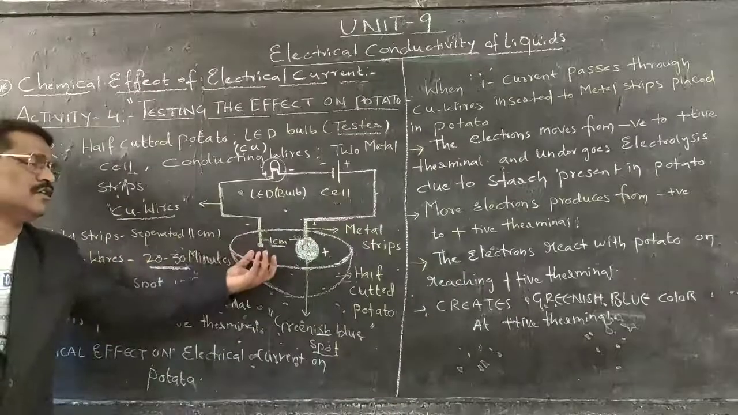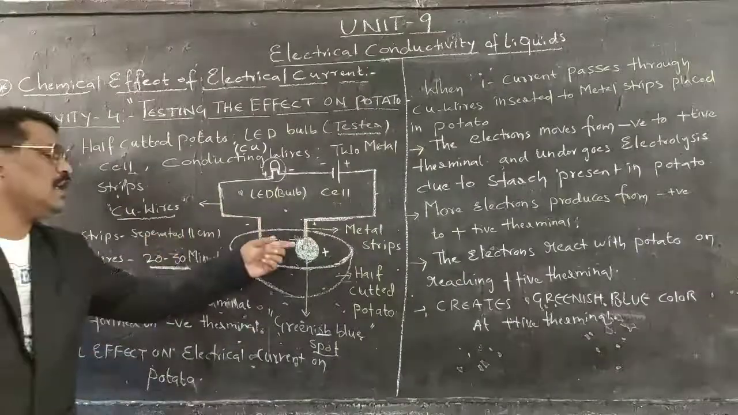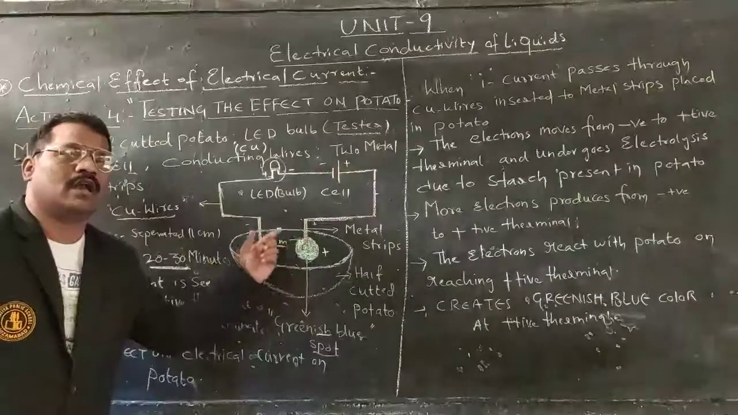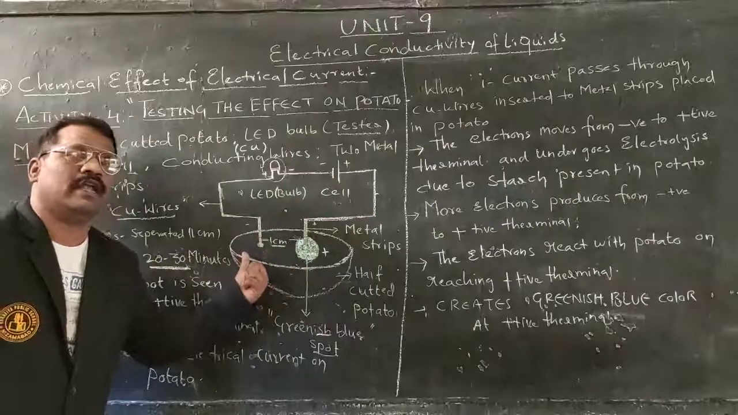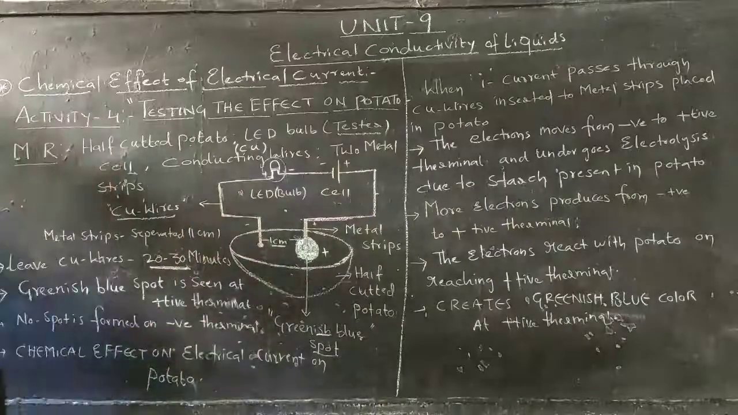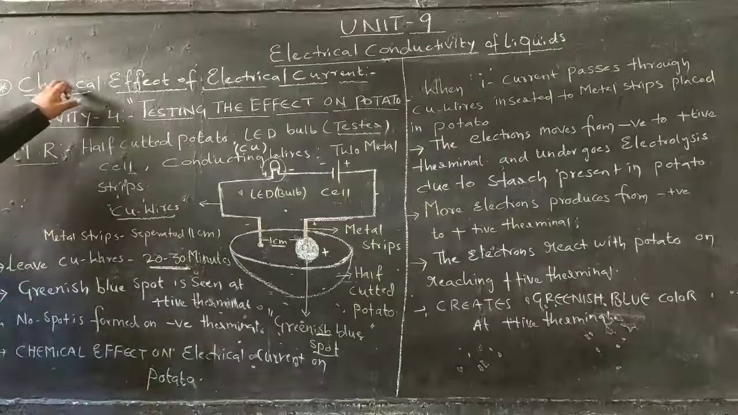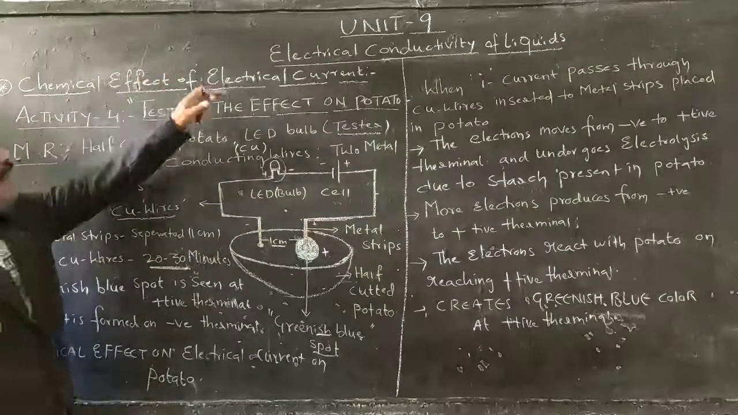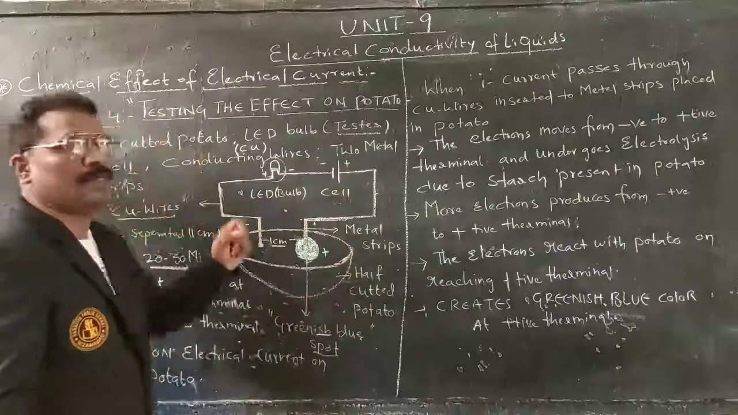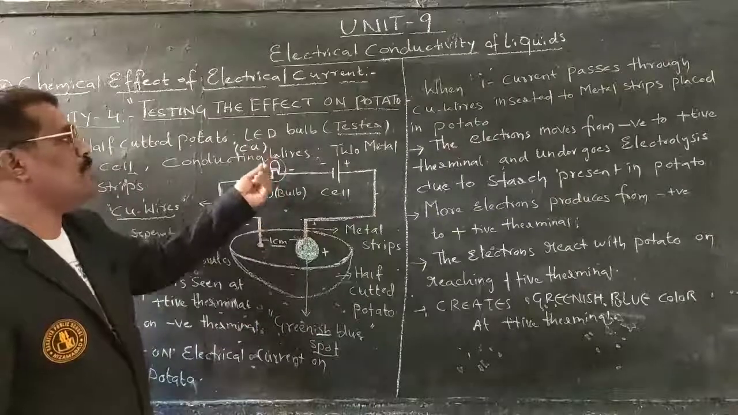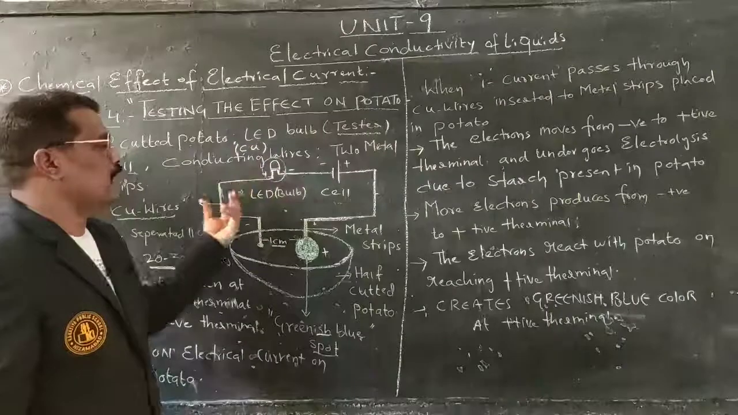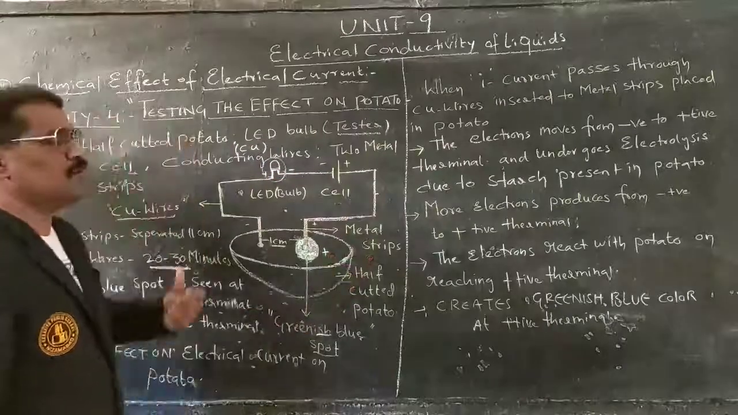Why is it observed in this way? Only at the positive terminal point are we getting a greenish blue color, whereas at the negative terminal point we are not getting any colored spot. Why? This indicates nothing but the chemical effect of electric current. As current is passing through this potato and the LED bulb is glowing, by the glow of the LED bulb we can easily identify that current is passing through the potato.